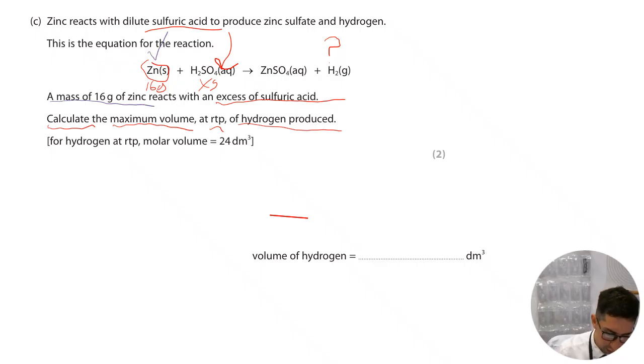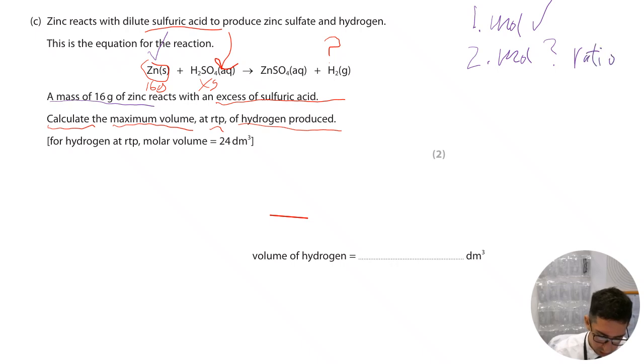And then the simple steps for these types of questions is always basically, the first job is always to work out the moles of the tick, and then you work out the moles of the question mark using the ratio, and then you basically just answer the question.